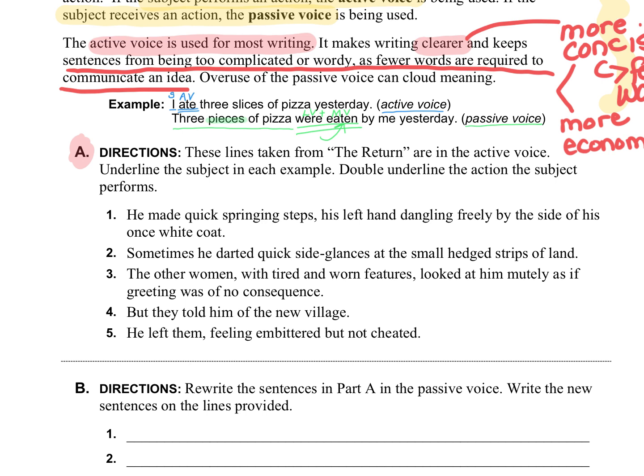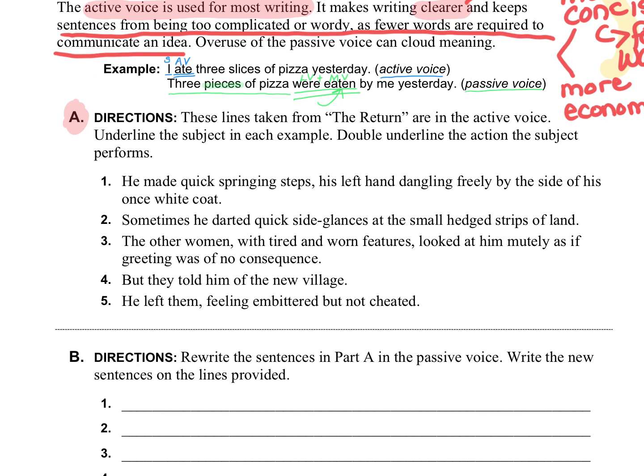All right, so whom or what is sentence number 1 about? And again, you can pause. He made quick springing steps, his left hand dangling freely by the side of his once white coat. Okay? He, whom or what is the sentence about? The sentence is about he. And what did he do? He made. Since it's an action verb, it's active voice.